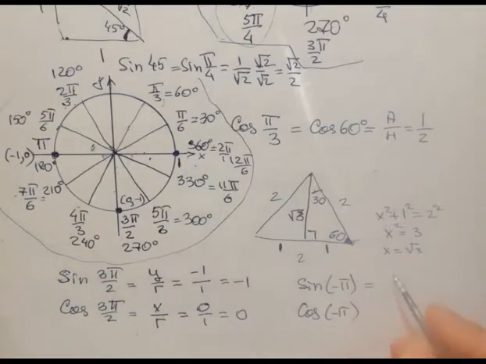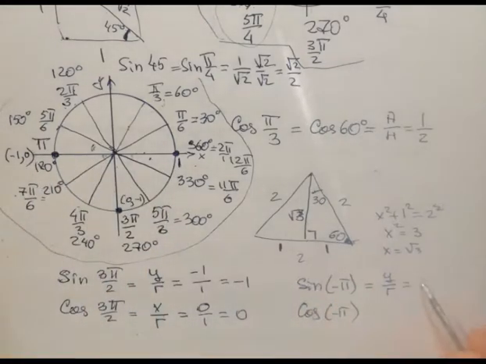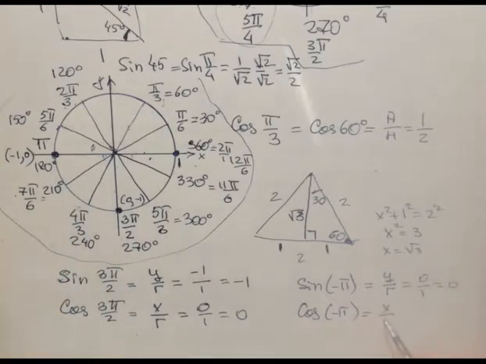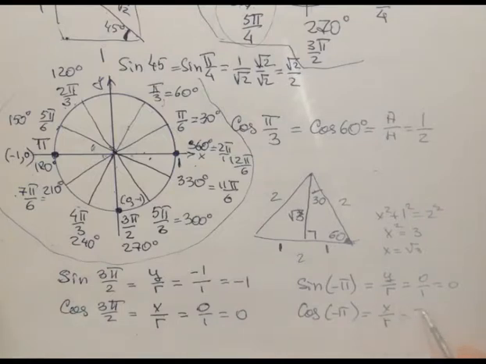Sine of -pi by definition is y over r. R is always 1 on the unit circle. Y is 0 at this point. So 0 over 1, or 0. Cosine of -pi is x over r. X is -1 at this point. So -1 over 1 equals -1.